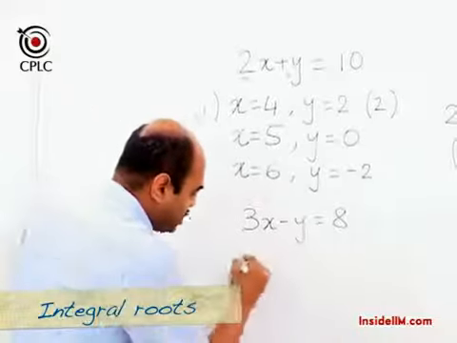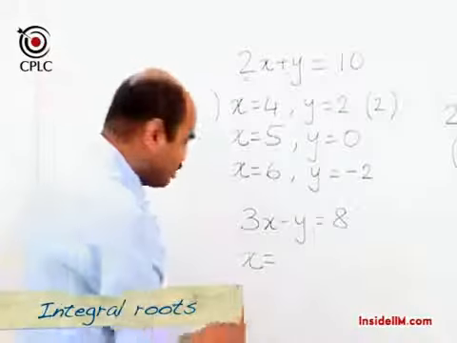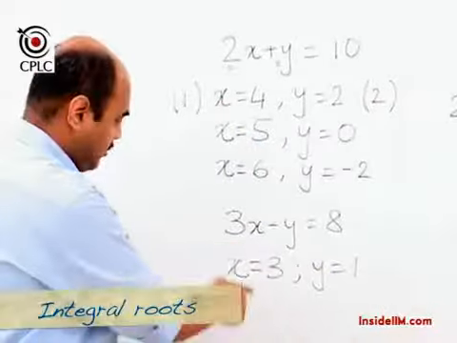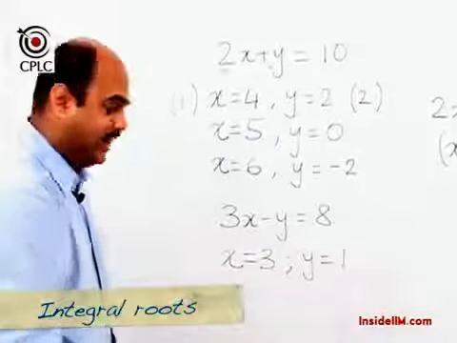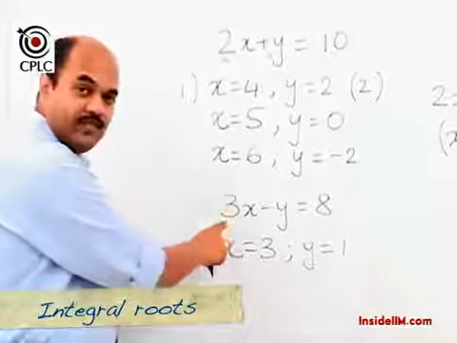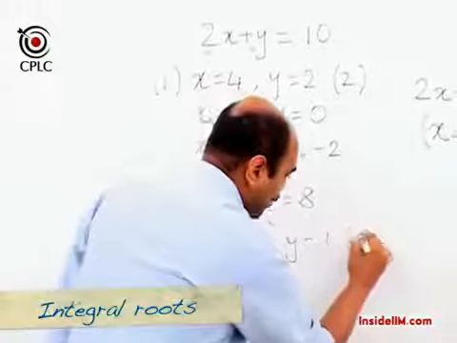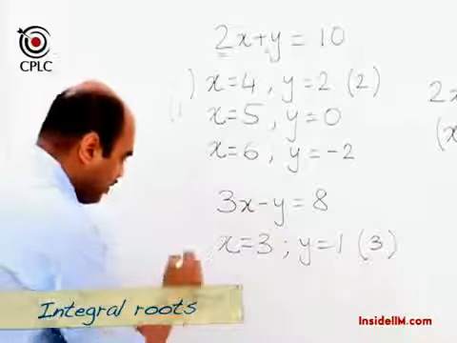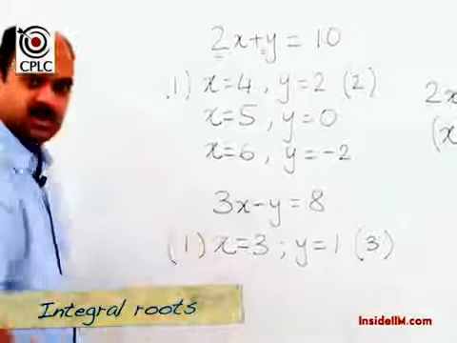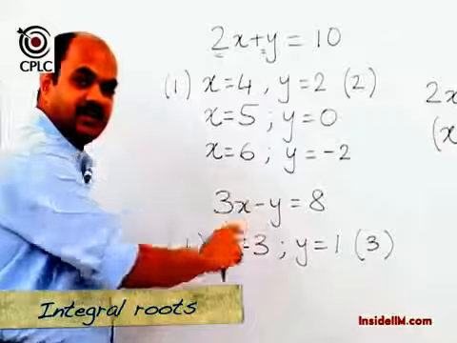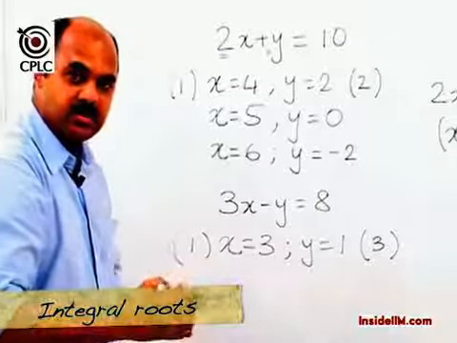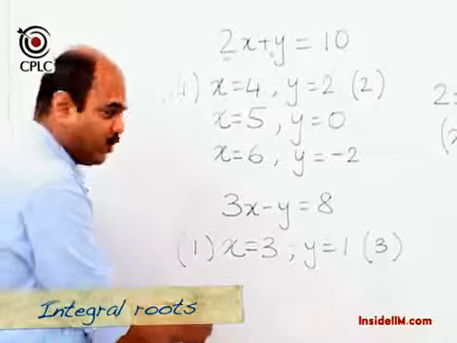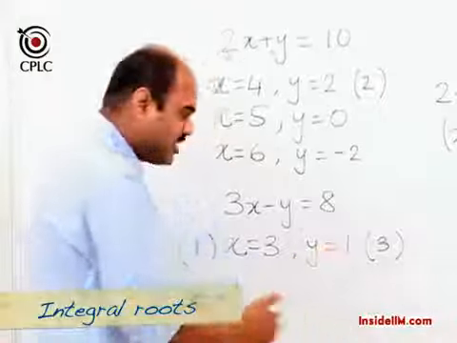Once again, we can check one of the possible solutions would be x is equal to 3 and y is equal to 1, because 9 minus 1 would give us 8. Coefficient of x is 3, which means y changes in steps of 3. Coefficient of y is 1, which means x changes in steps of 1. Since there is a minus sign in between, the two changes would be the same, which means if x increases by 1, y would increase by 3.